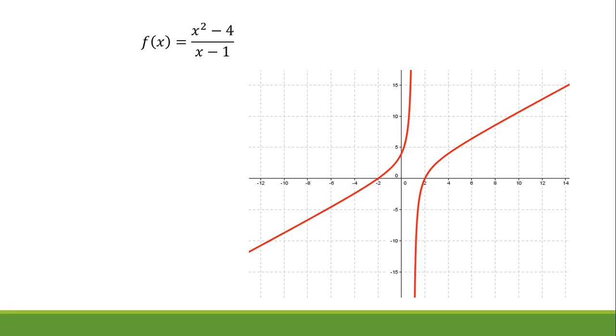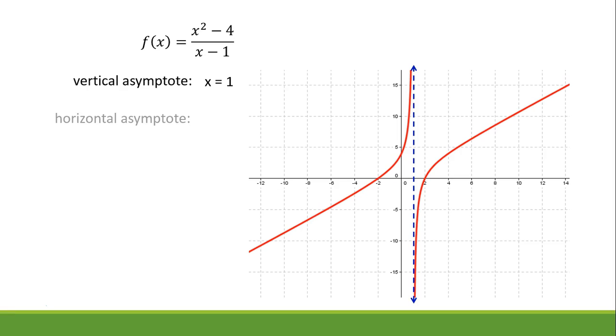So let's look at one more graph, and this one has something interesting going on. The thing that's the same as the last graph that we looked at is that we still have a vertical asymptote. That's the vertical line x equals 1, because when x is 1, the denominator of our fraction is equal to 0. But we don't have a horizontal asymptote. And that's because the degree of the numerator is larger than the degree of the denominator.